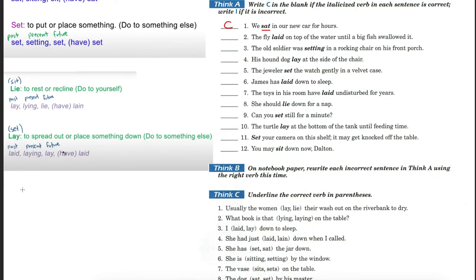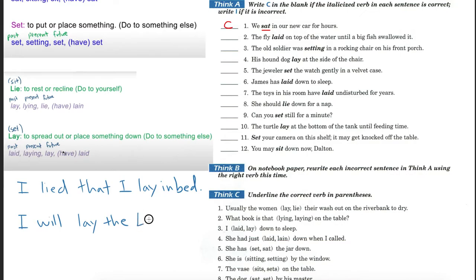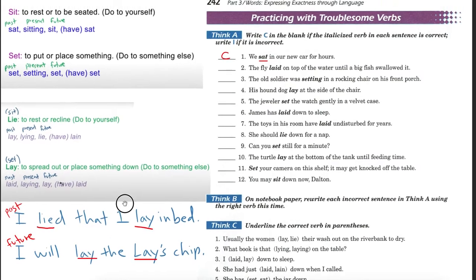I created a little trick for you guys to remember. I said, I lied that I lay in bed, and I also wrote, I will lay the Lay's chips. So this tells me that the past tense of lie is lay, because this sentence happened in the past, right? I lied that I lay in bed. Or I will lay the Lay's chips. Since this sentence is happening in the future, I know that the future tense of lay is lay. So hopefully that helps you more than it confuses you guys.